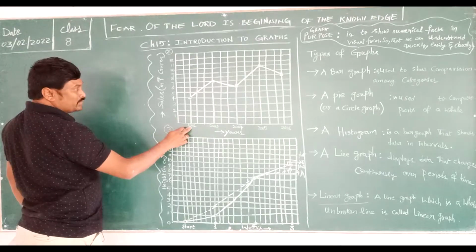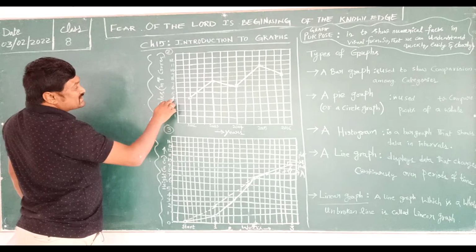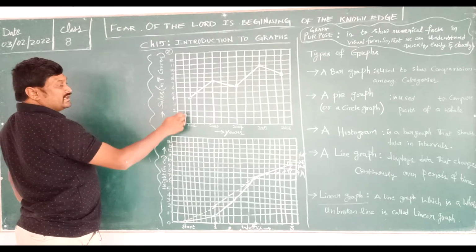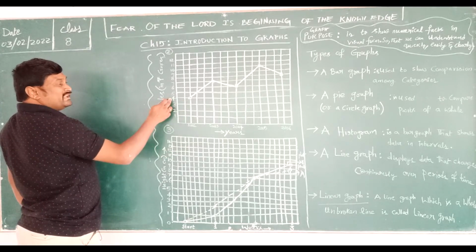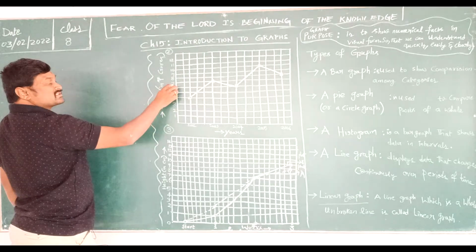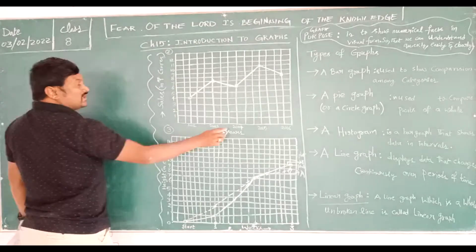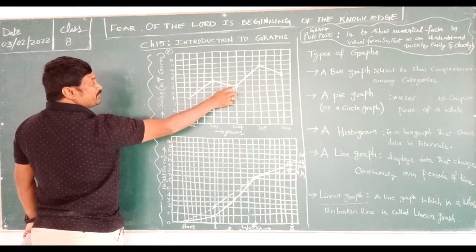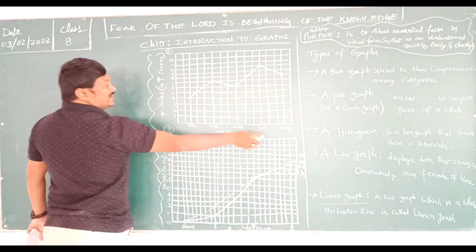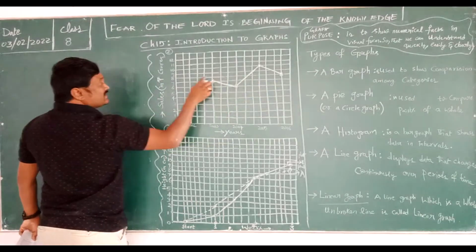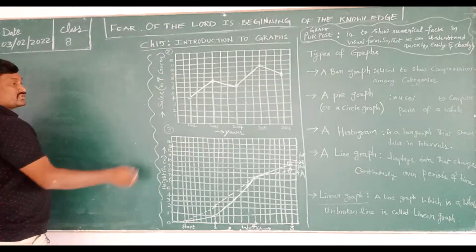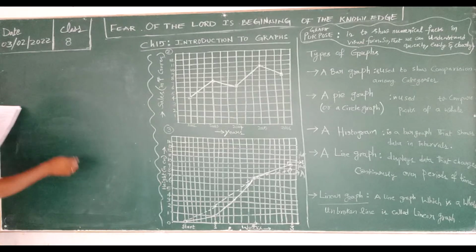In 2002 it is given as 4 crores. In 2002, how many crores? 4 crores of sales happened. In 2003, how many crores? 7 crores of sales happened. In 2004 and 2005, his business was 10 crores. And in 2006, his business is 8 crores. So now let us answer the first question.